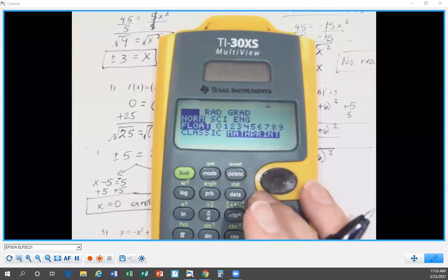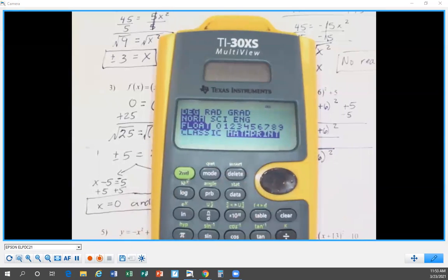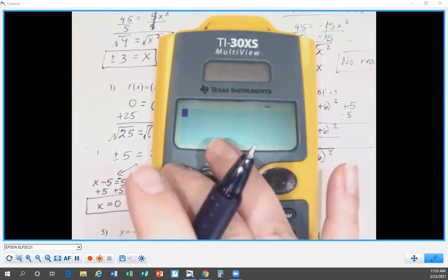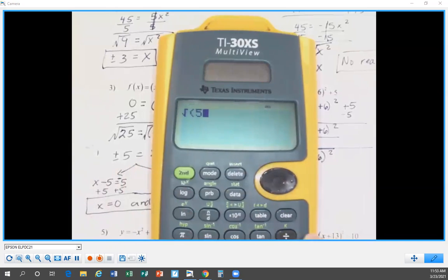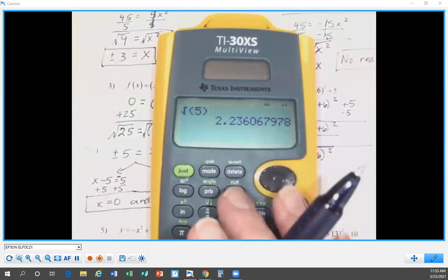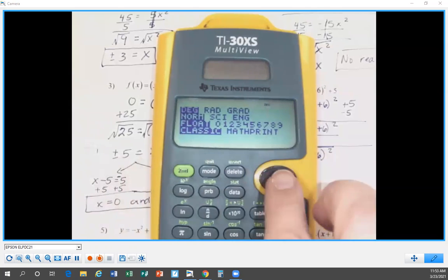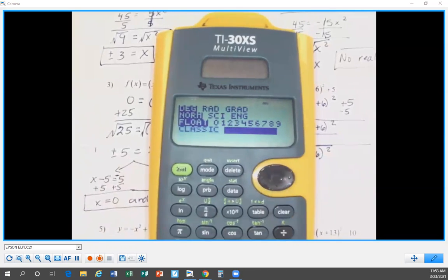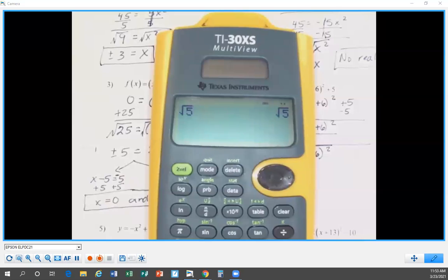Okay, if I put it in classic mode, you'll see it's an irrational number. It does not terminate or repeat. So root 5, and you can see it doesn't terminate or repeat. It just continues on. So this is an irrational number. I'm going to go ahead and put it back in math print mode so that we get that precise answer, not rounded to a decimal place.